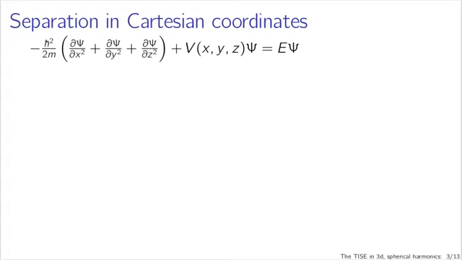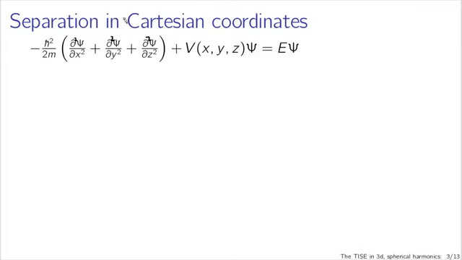This is your sum of second derivatives of your wave function with respect to x, y, and z. Your potential now must be expressed in Cartesian coordinates as well, x, y, and z. And as before, that's the structure of our equation.